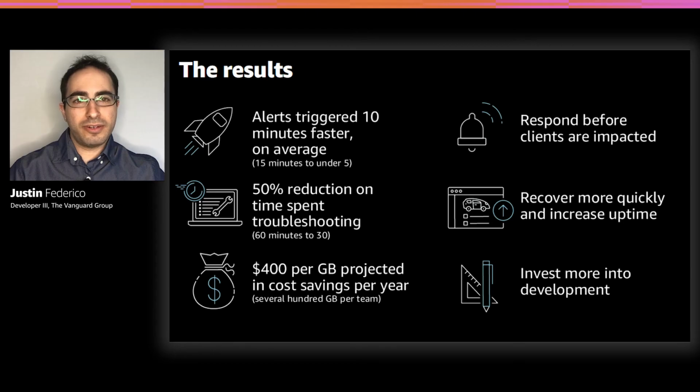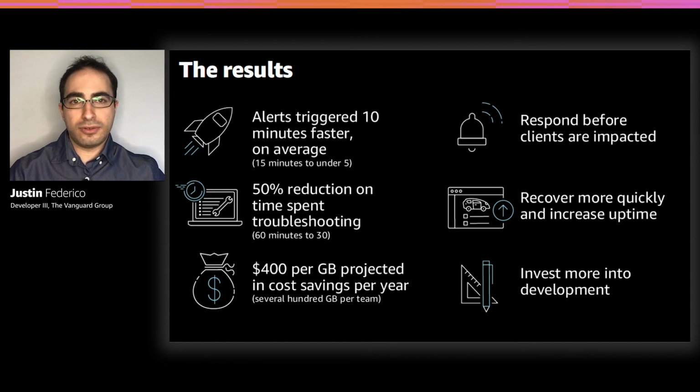So we've been running these two services in production for a few months now, and we've already seen some really positive results. On average, we've seen alerts be triggered 10 minutes faster. In our legacy systems, we've seen about 15 minutes for our alarms to get triggered, and we've seen that dip well under 5 now. And again, this is all about how fast we can react to any potential issues that can affect our clients.